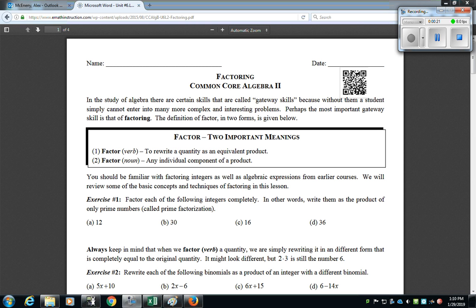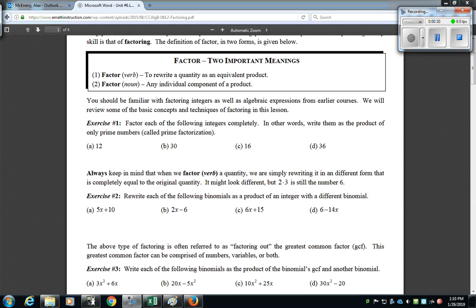We're going to actually be talking about it as a verb. So it says to rewrite a quantity as an equivalent product. So kind of to show that, let's hop right into some examples. If you look at exercise 1, they want us to factor each of the integers completely. So they want us to basically break them down into only prime numbers.